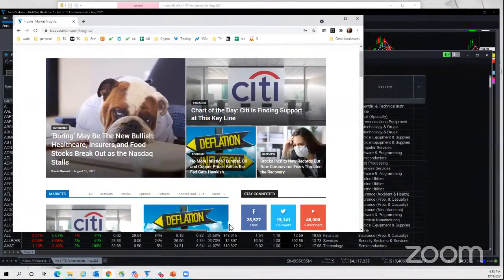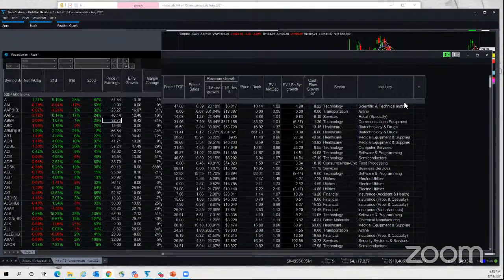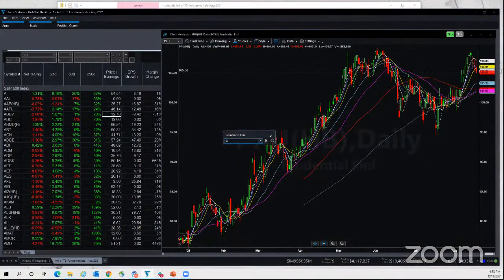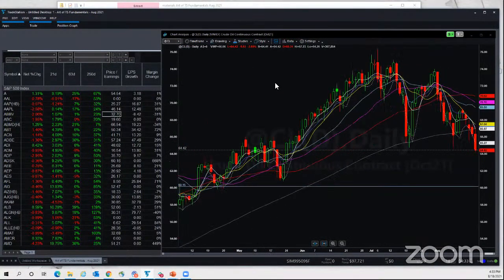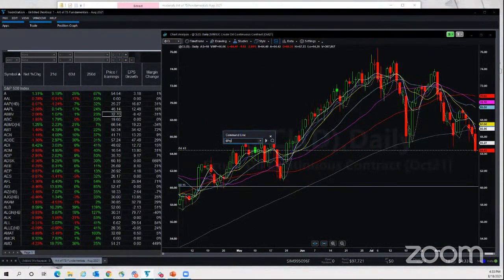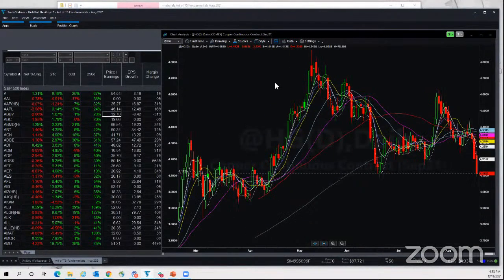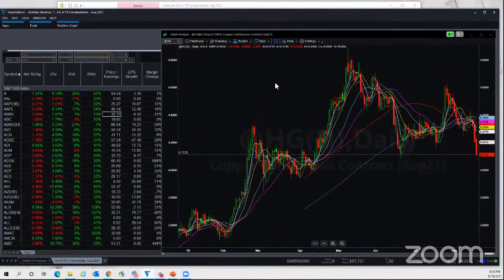Lumber went back under $500 last week. Oil is collapsing. I want to just very quickly show you the chart of crude oil and copper, which are 2 of the big indicators. Here's crude oil and here's copper futures. These are 2 of the big indicators for inflation, and these have both been trending lower since May.